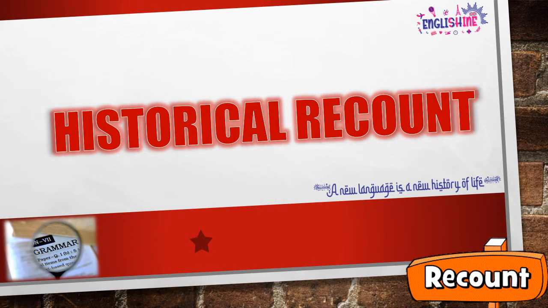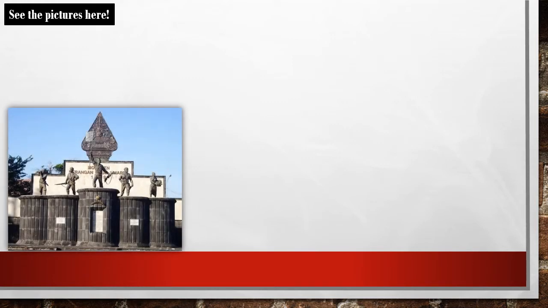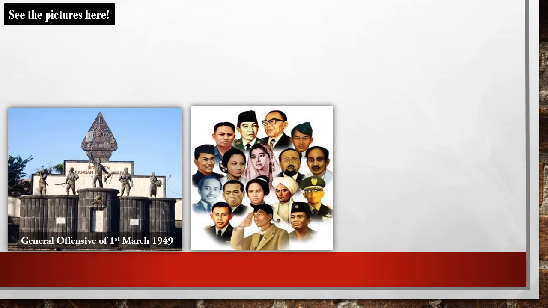So, smart people, let's begin with the pictures. Please see the pictures here. Do you know what was the occasion of the pictures? First picture. There was a statue located in Yogyakarta. What was the occasion? Yes, General Offensive of 1st March 1949. Second picture. When you see this picture, what was the event? Yeah, Heroes Day of 10th November.